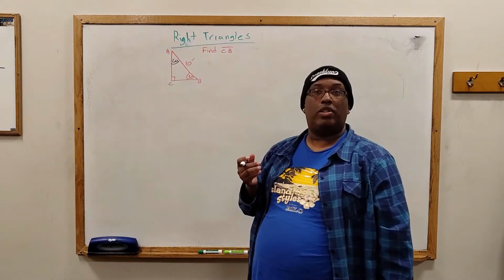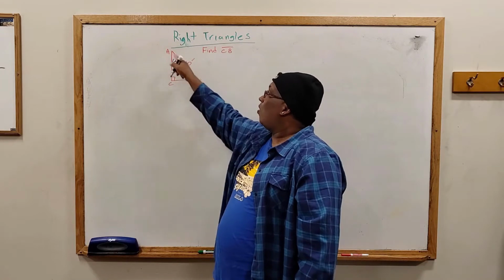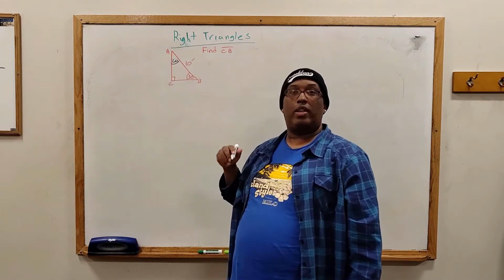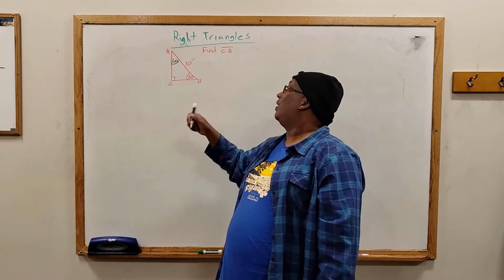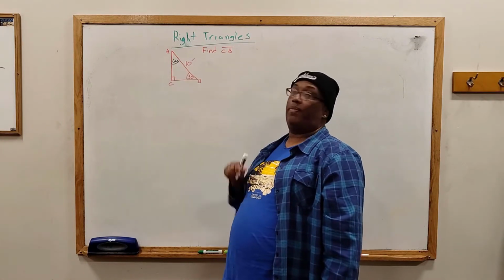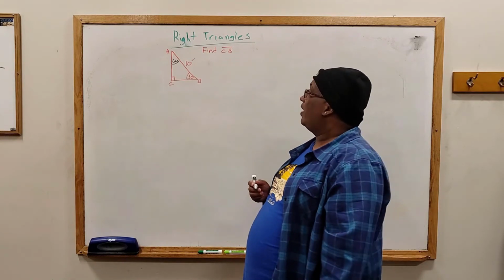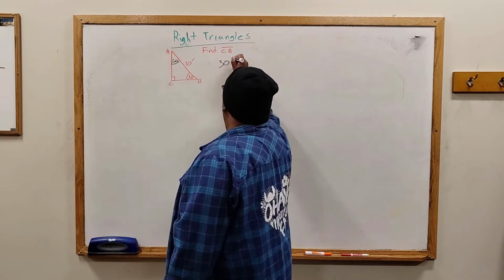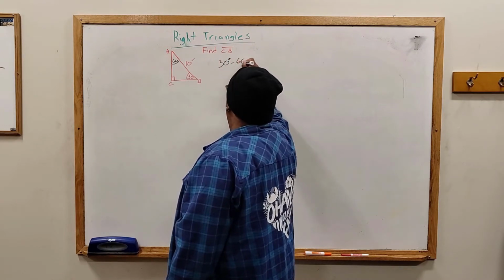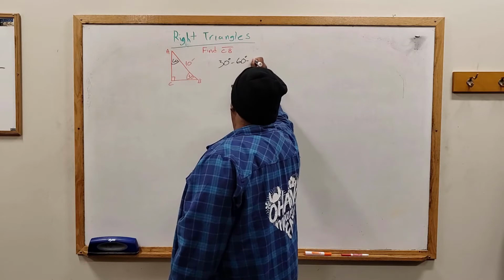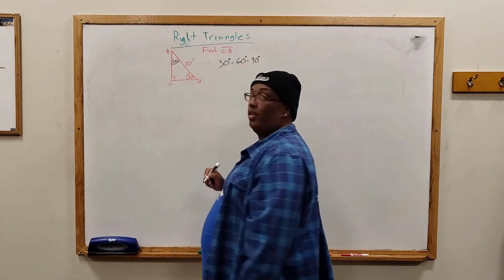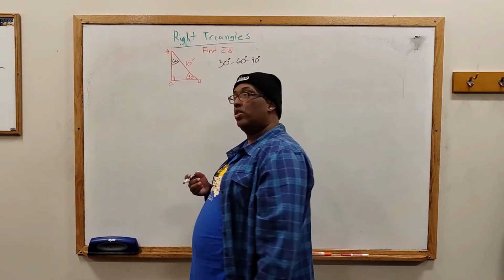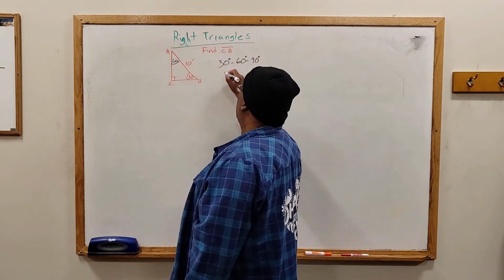Not too much calculation, it's just that all the angles add up to 90. If I got 90 here, that means these two angles in a right triangle have to add up to 90. 90 minus 30 is 60. Now we can see this is a special right triangle. It's called the 30, 60, 90 degree triangle. In this triangle, the sides have a special relationship in ratio to each other.